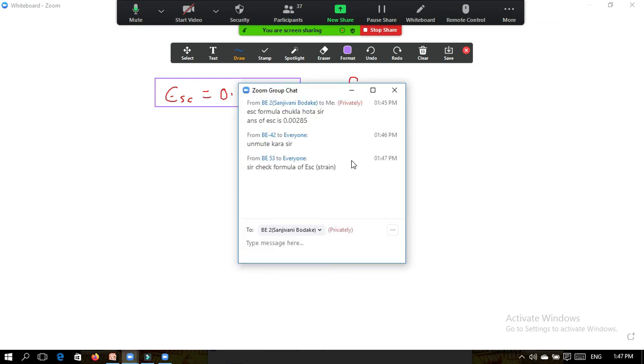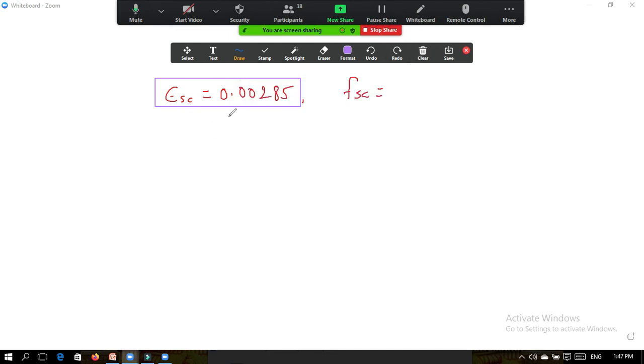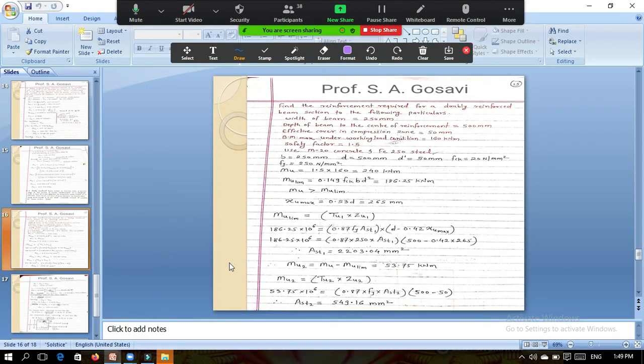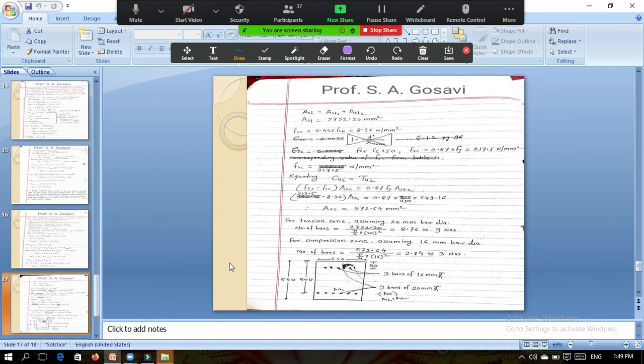What is the formula of epsilon SC? By using the corrected formula only we have got this answer now, 0.00285. Let me know whether the answer is correct or wrong. Epsilon SC 0.00285. Correct, sir. What was the formula of epsilon SC? I will write here. You tell the formula. 0.0035 1 minus d dash upon xu max.